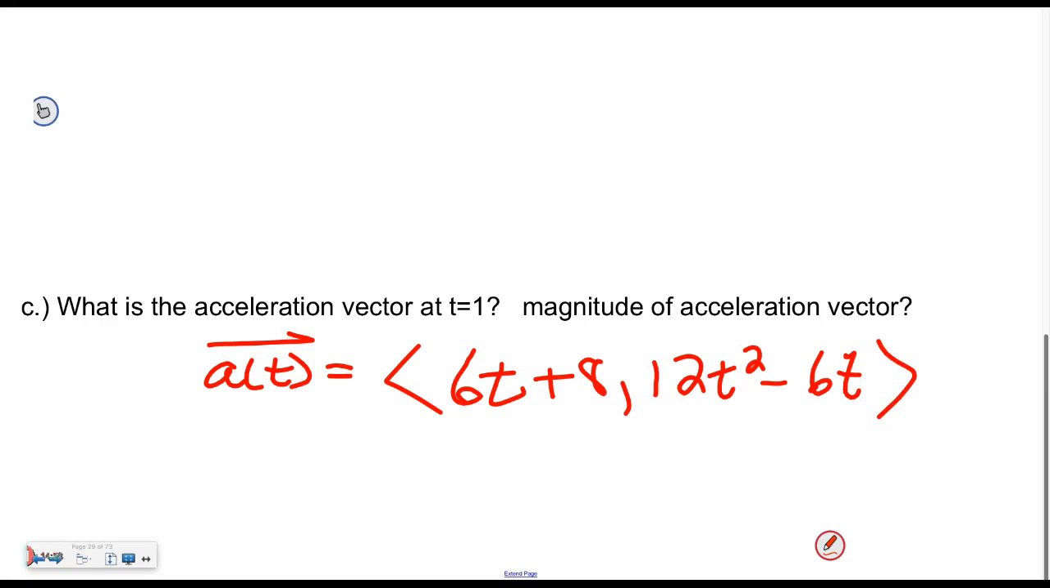And then when it says at time 1, well, you just shove it in. It's kind of boring because there's nothing new right here. It'd be 14 comma 6. When it says what's the magnitude of it, what do I just do? What do I just use?